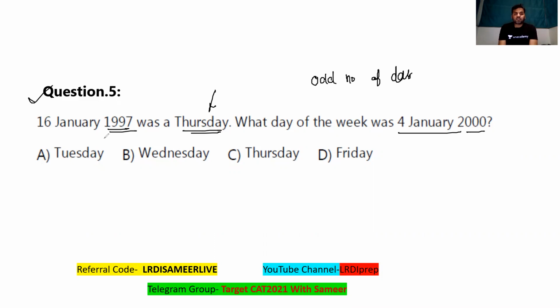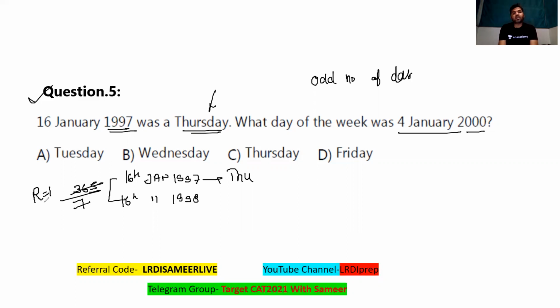You see that if I'm saying that 16th January 1997 is Thursday, can I say that if I go to the next year, 16th January 1998, there's a gap of 365 days. So if I want to find out the odd number of days, you just need to divide it by 7 and find out the remainder. Remainder is 1. So you can say that on 16th January 1998, the day would be plus 1. So Thursday plus 1, the day would be Friday.